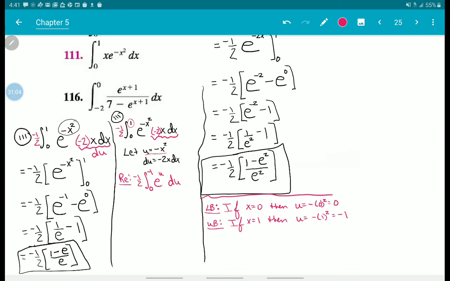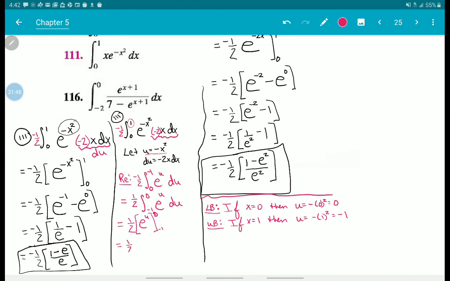So notice that top bound is smaller than the lower bound. I would want to flip that. And if we flip that from negative 1 to 0, remember that changes the sign. So instead of a negative 1/2, it's going to become a positive 1/2. That was one of the properties of integrals back in chapter 4. So now when we integrate e to the u, we get e to the u, and we're going to evaluate from negative 1 to 1. Sorry, negative 1 to 0.